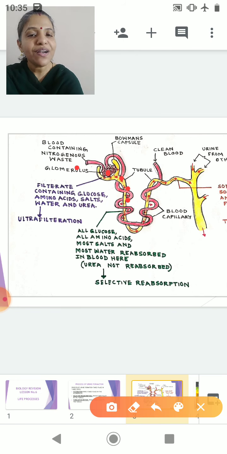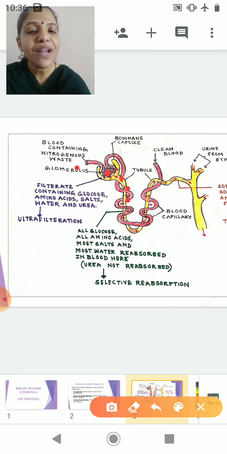And what is the filtrate containing? It is containing glucose, amino acids, salts, water and urea. Now urea is your nitrogenous waste. Okay, but it is containing useful substances like what? Glucose and amino acids. Now, glucose and amino acids are important for our body. So, can we afford to lose them? No, we cannot afford to lose them.